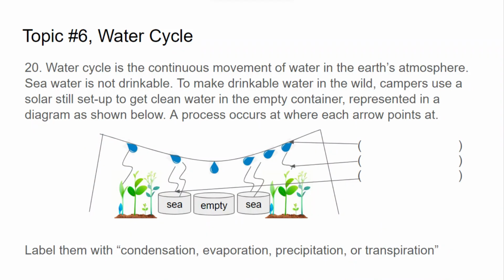Question 20. Water cycle is the continuous movement of water in the Earth's atmosphere. Seawater is not drinkable. To make drinkable water in the wild, campers use a solar still setup to get clean water in the empty container, represented in a diagram shown below. A process occurs at where each arrow points at. Label with condensation, evaporation, precipitation, or transpiration. Transpiration refers to plants losing water through their leaves.